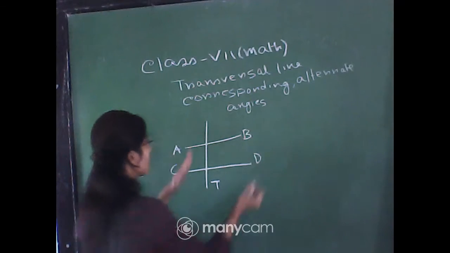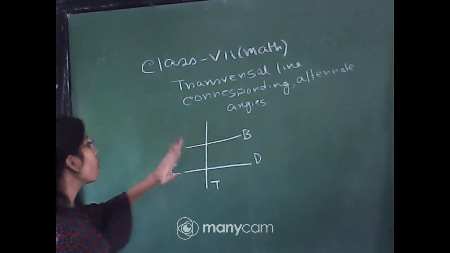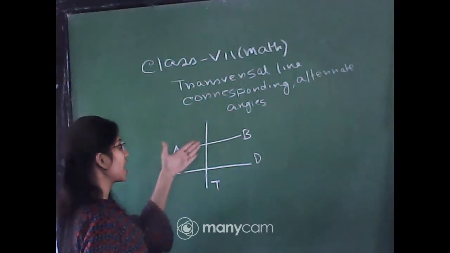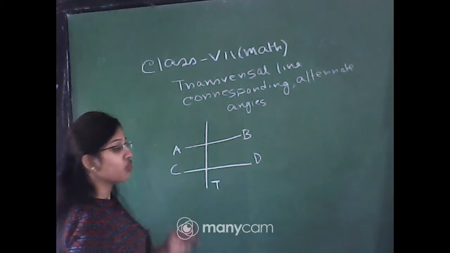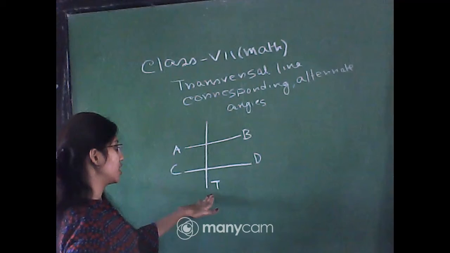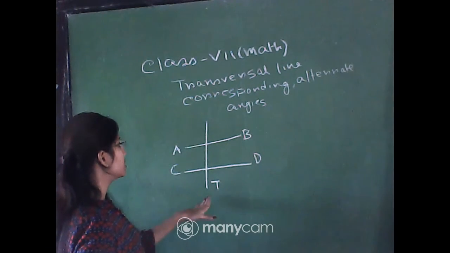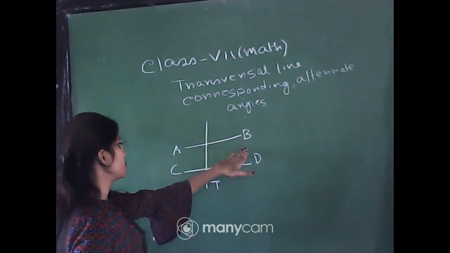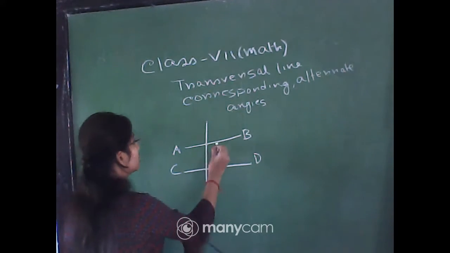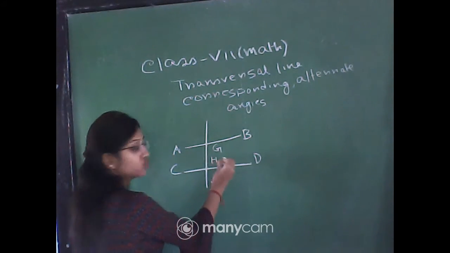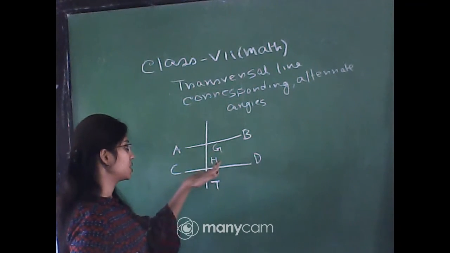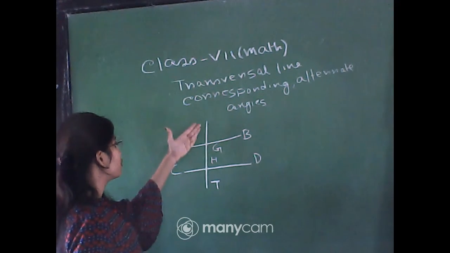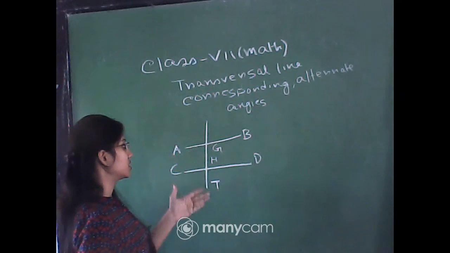If a line cuts two or more lines at distinct points, then the line is called the transversal line. Here the line T cuts the lines AB and CD in two distinct points G and H. Therefore, T is the transversal line.